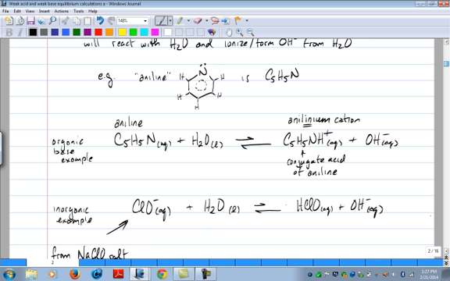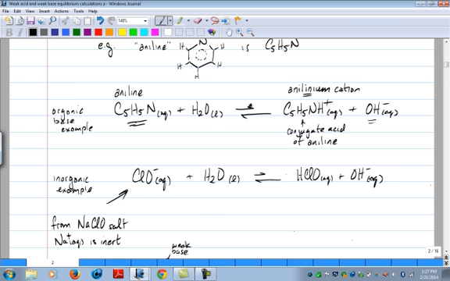Okay, so 2 examples of these weak bases reacting with water: an organic example and an inorganic example. Aniline reacts with water, again taking the H plus from the water, making it an H plus acceptor, and that's what bases do. So aniline forms its conjugate acid anilinium cation and generates hydroxide, which is why the pOH goes down and the pH goes up in these basic solutions.